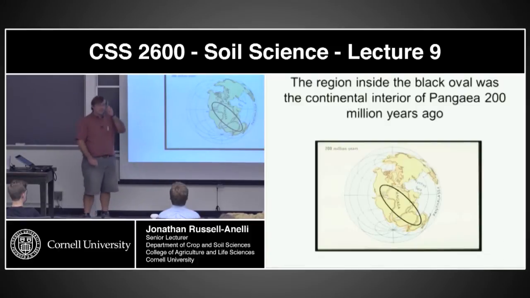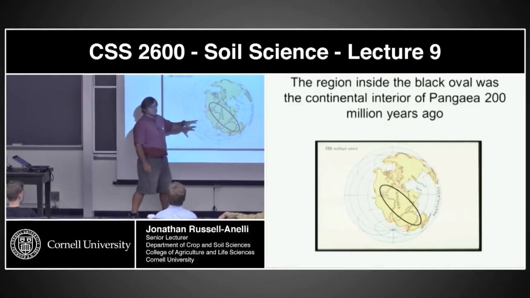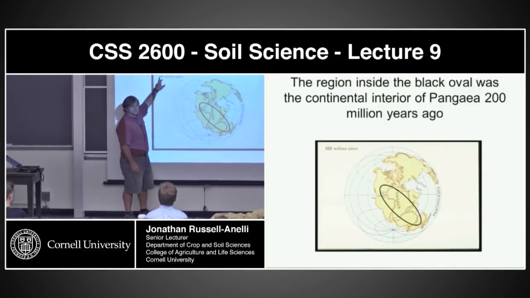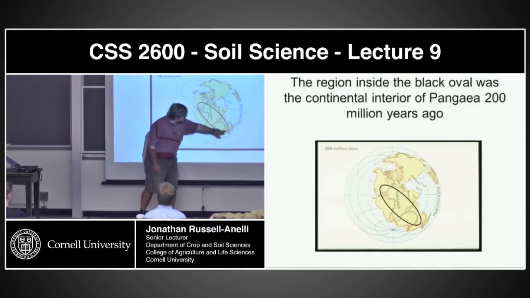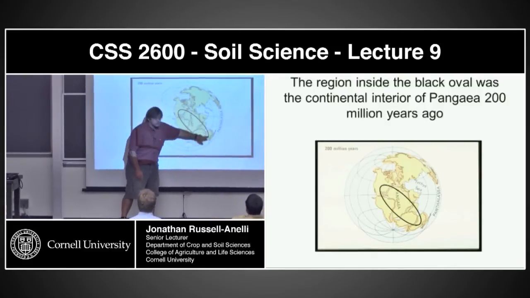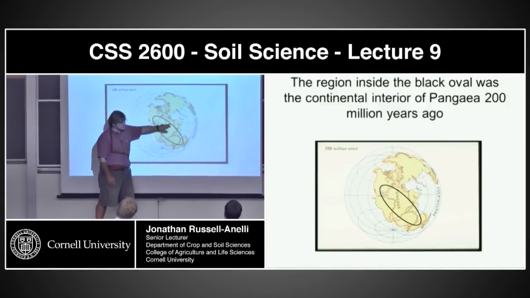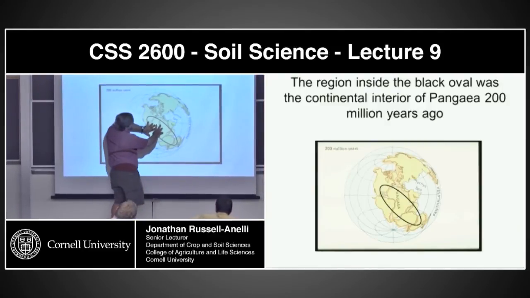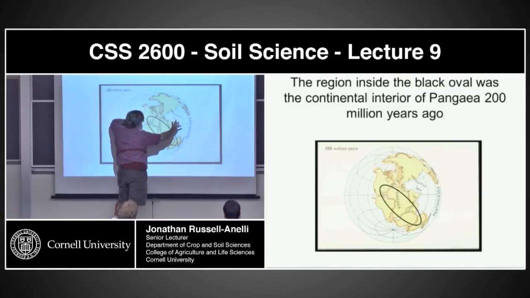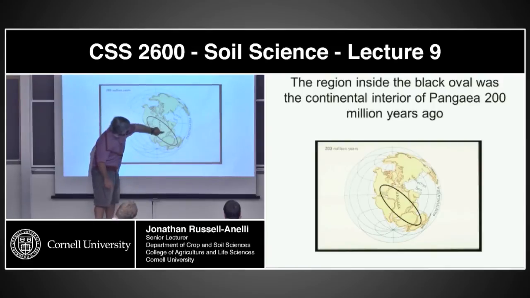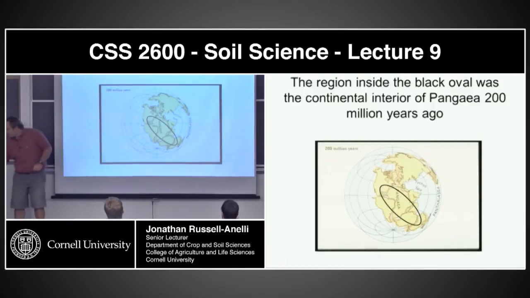The reality is that the soils that we see, this is a picture of Pangaea 200 million years ago, and I want you to take a look at this oval. This is sort of the center of this landscape, okay? Now, most of these plates, as they started separating, sort of moved away from each other and then came back and crashed, but this zone right in here, sort of the center of this oval, take a look at the continents now.